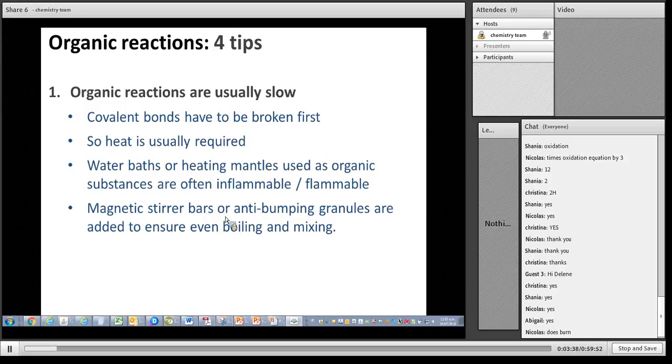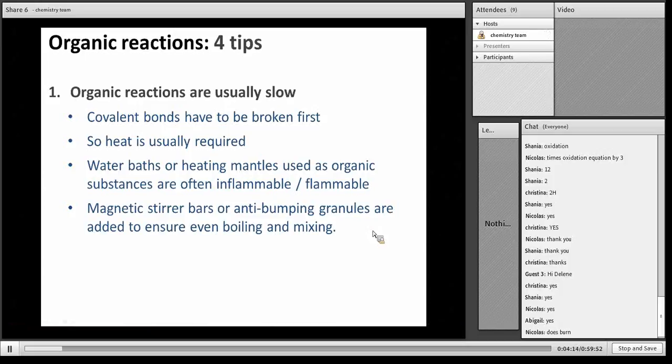So we've got to make sure we don't have Bunsen burners coming into contact with the organic liquids, because otherwise you're going to start a fire in the laboratory, which you don't want. So we often have water baths to keep the naked flame away from the substance we're heating, or we have a heating mantle. Now I'll show you all these things, these magnetic stirrer bars and anti-bumping granules.